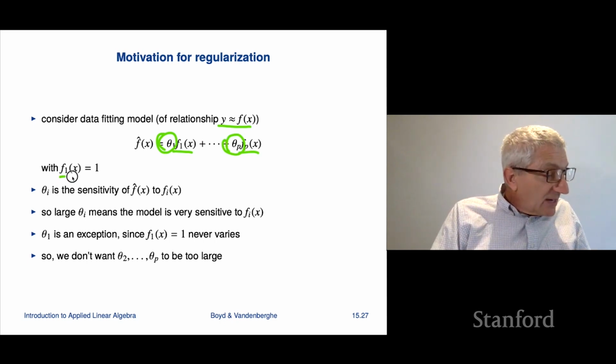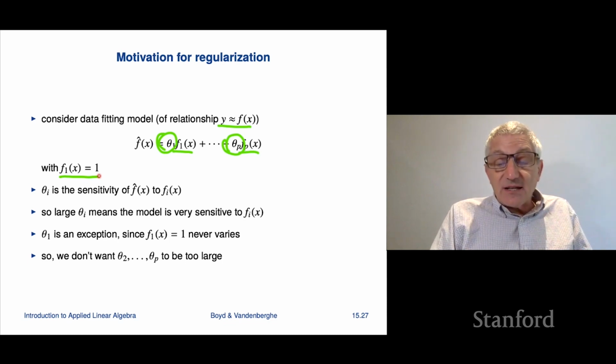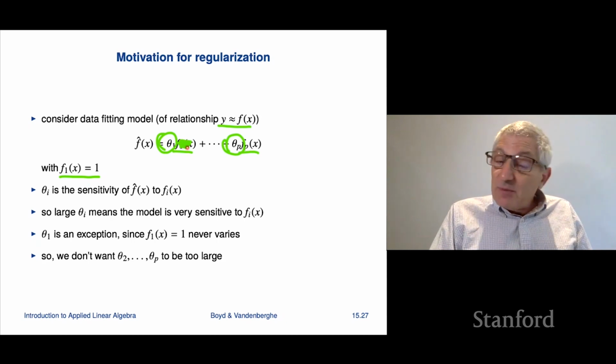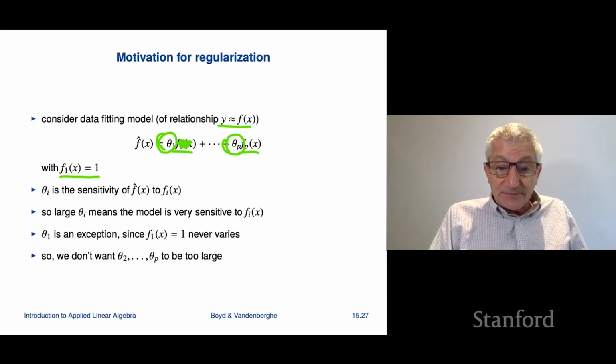We're going to assume here that f1 of x is 1. It's the constant. That's very common. And that means that this first term in the model is just theta 1. People refer to that as the offset in the model.